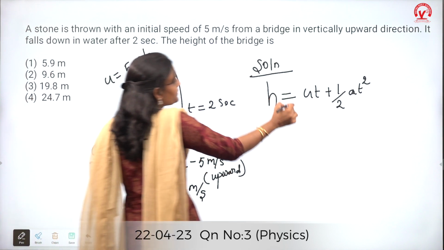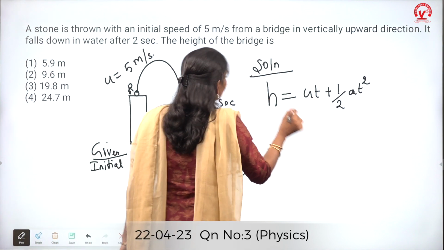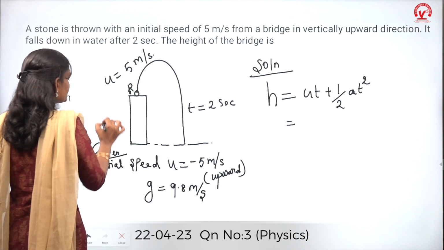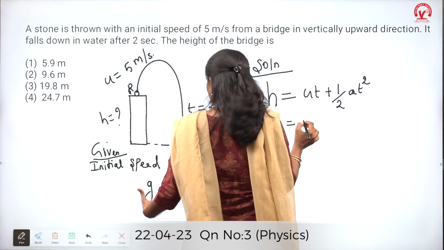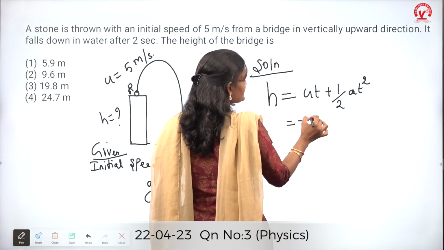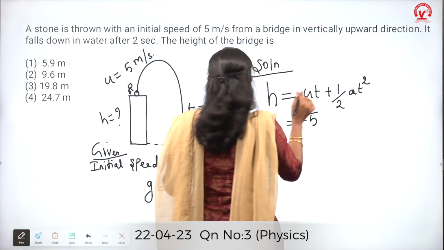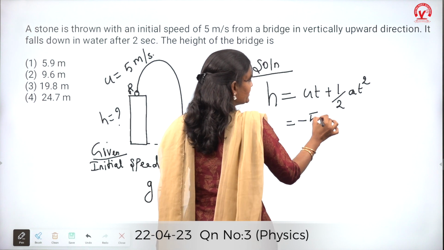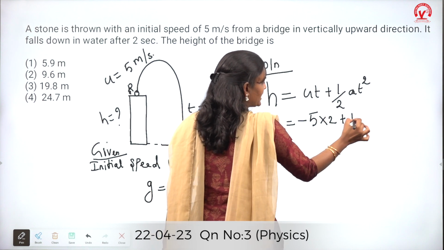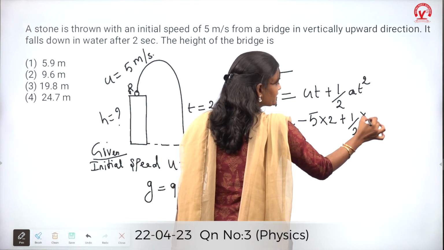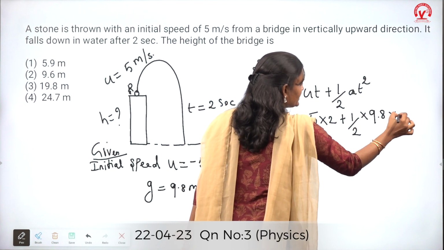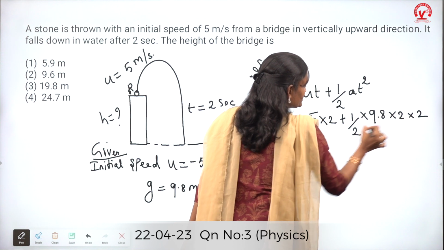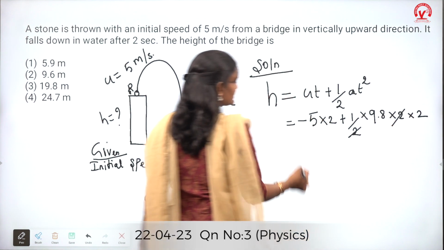Okay, equation 2. Now, we need to find the height of the bridge. What is the height of the bridge here? u is the initial velocity. We take the initial velocity as minus 5. t is equal to 2 seconds. So minus 5 into 2 plus half, acceleration due to gravity is 9.8, into t square. So t is 2 into 2, so the 2 gets cancelled here.